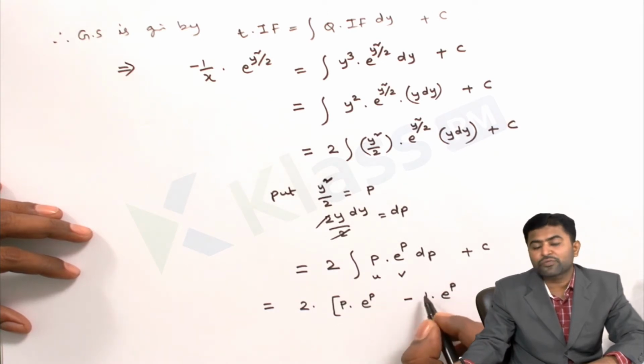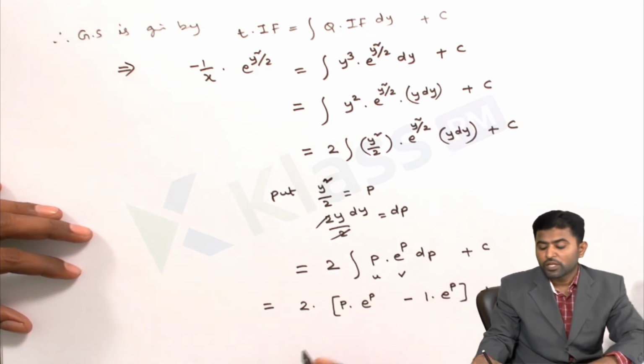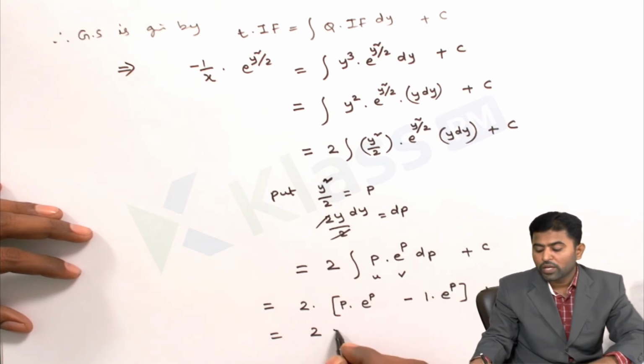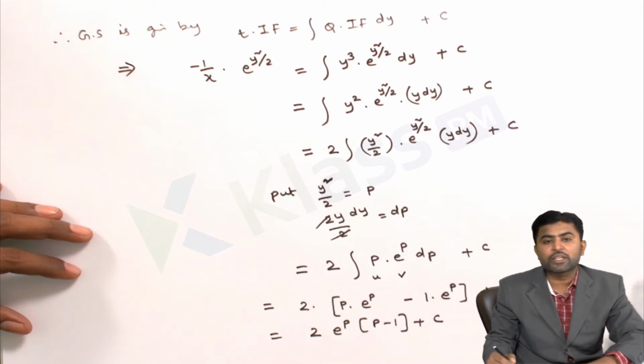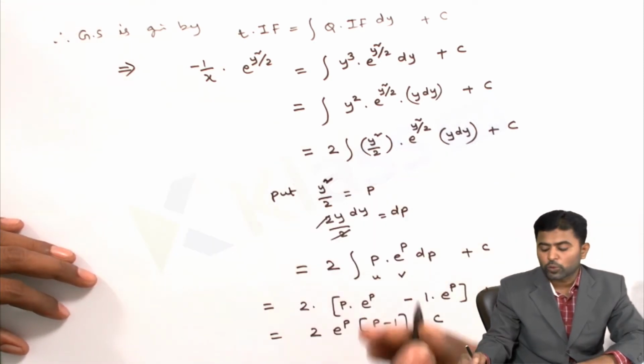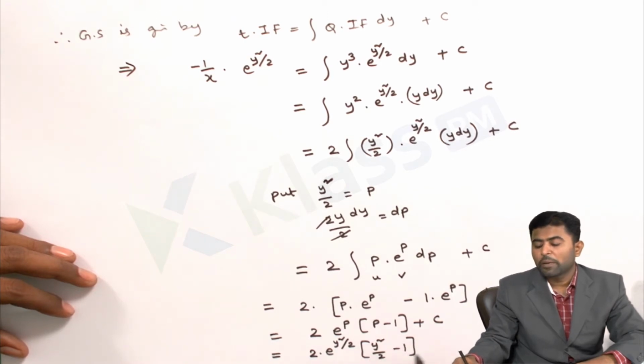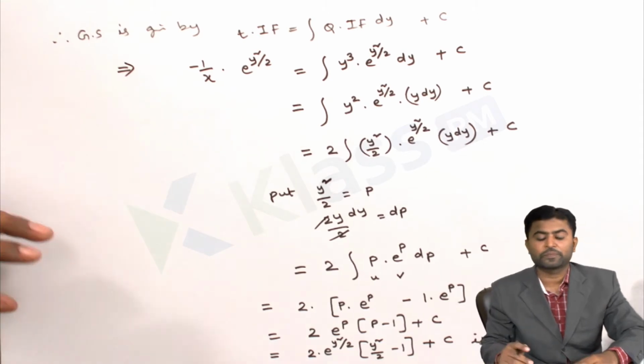If I differentiate this further, that will give you the answer as 0. So therefore we have to stop the process and we'll take here plus c. So this is equal to 2 e power p into p minus 1 plus some constant c. But what is p we have considered? That is y square by 2. So I'll replace it. So that becomes 2 into e power y square by 2 into y square by 2 minus 1 plus some constant c is the general solution.